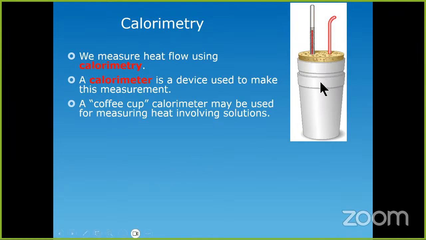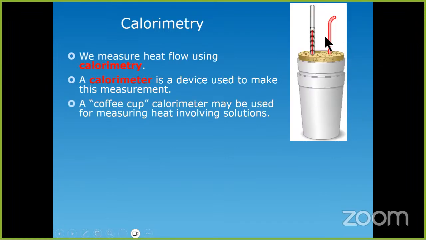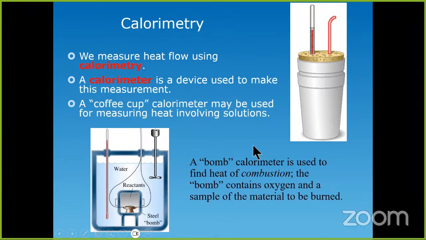In addition to the 2 cups, we have this stopper here, which has 2 holes. Through one hole, you push a thermometer, whose purpose is to measure any temperature changes occurring. Then here we have a stirrer pushed through the other hole. Its purpose is just to make sure that everything is homogeneous in terms of the reaction taking place inside the 2 cups.